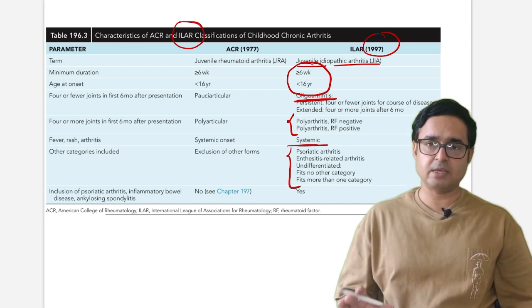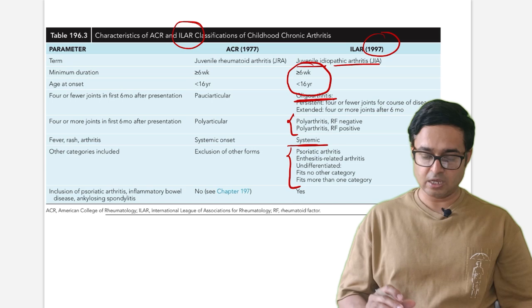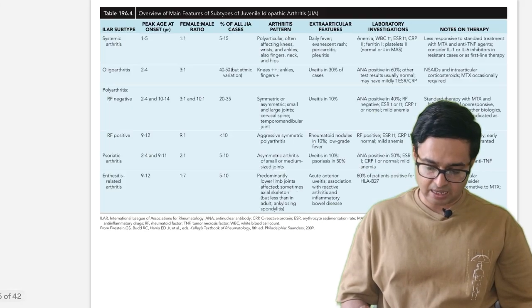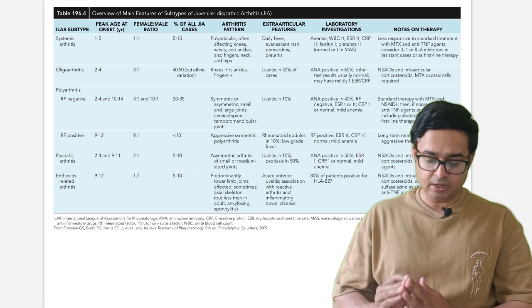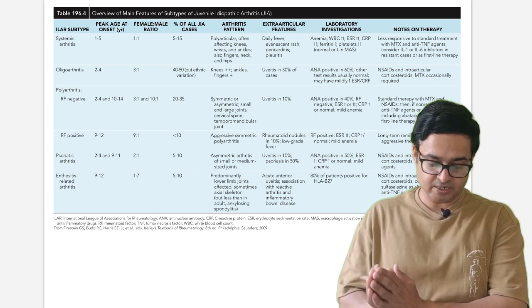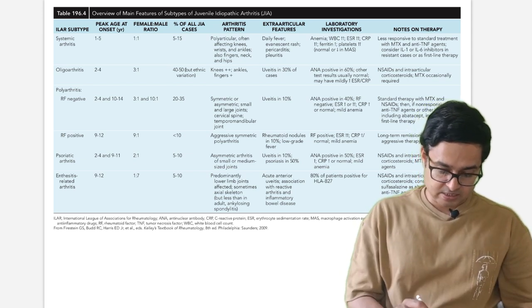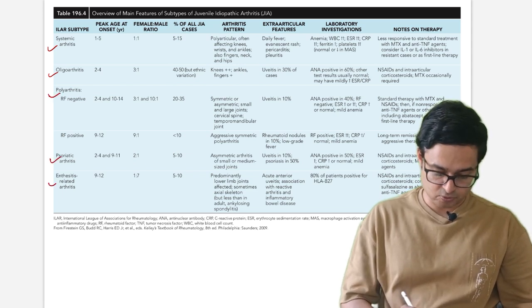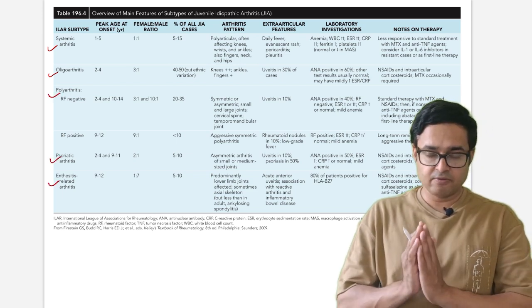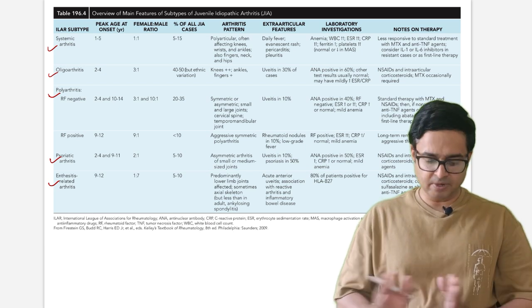So this is the basic difference from ACR criteria to ILAR criteria. This is a summary of all types of juvenile idiopathic arthritis: systemic arthritis, oligo, polyarticular RF negative, RF positive, psoriatic, and enthesitis. We will dissect this table in a very simplified manner.